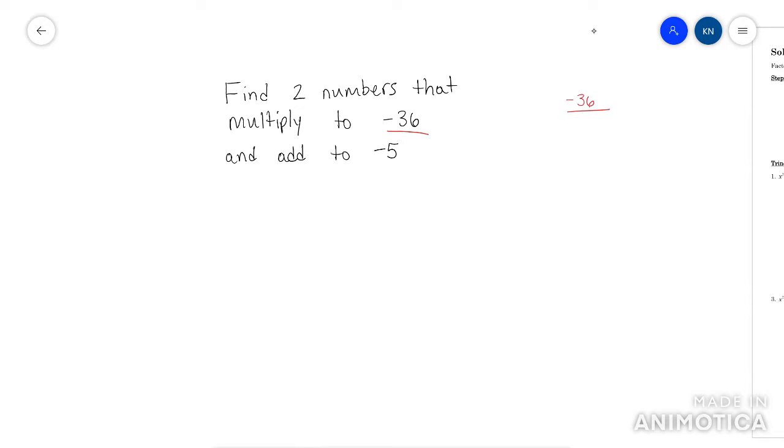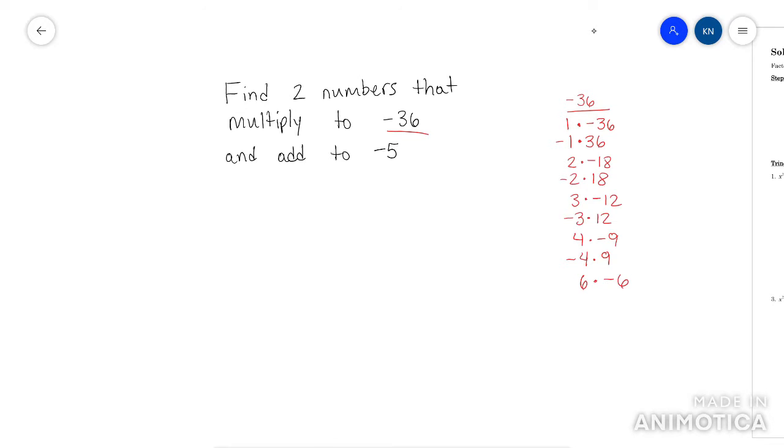So what I mean by this is like 1 times negative 36, negative 1 times positive 36, 2 times negative 18, negative 2 times positive 18, 3 times negative 12, negative 3 times 12, 4 times negative 9, negative 4 times 9, and then 6 times negative 6. Those are all the factors, all the combinations of numbers that could possibly multiply to be negative 36.